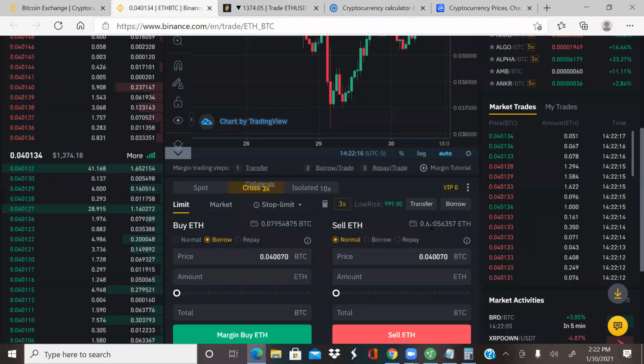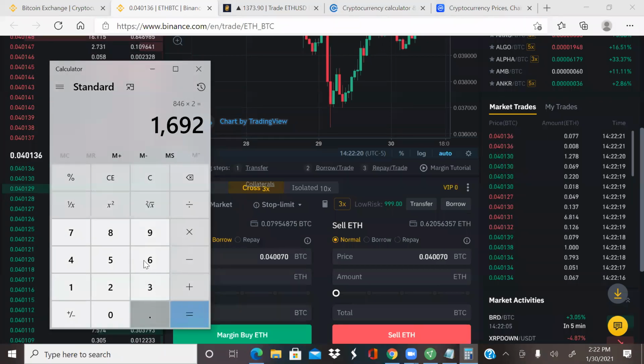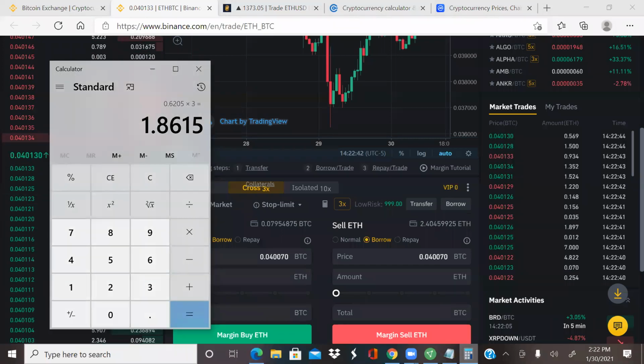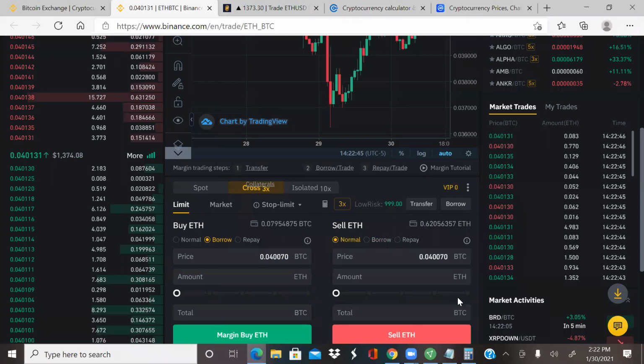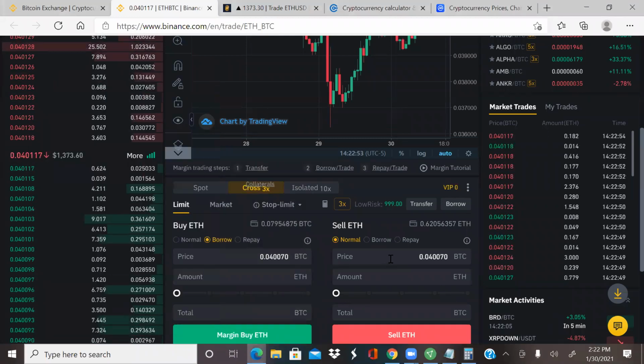Now let's calculate this so that you can see what I'm saying. 0.6205 multiplied by 3. That's 1.86. 2.4. Actually 2.4. Okay, yeah. It's actually 2.4. If I go back to normal, that's 0.6. Multiplied by 3 is supposed to be 1.86. Let me get that calculation.